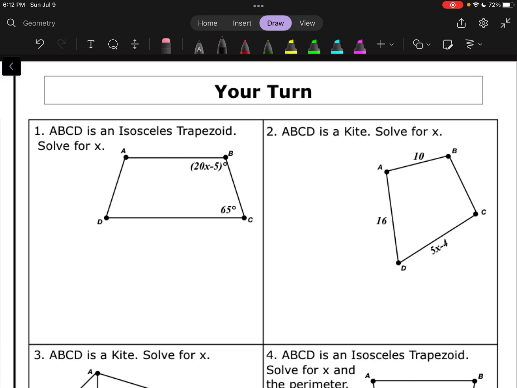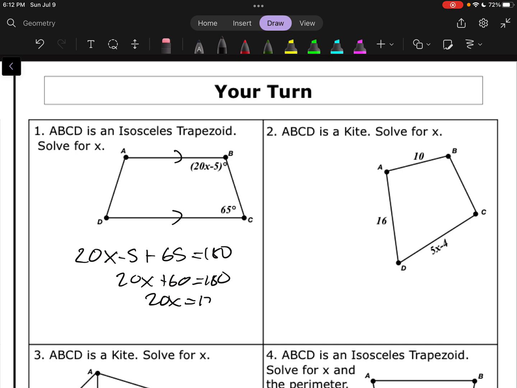All right, so this first one, isosceles trapezoid here, those two angles have to be supplementary, right? If those are the parallel lines. So let's see here, combine those like terms, we get 20x plus 60 is equal to 180. That's 20x is equal to 120, so x is 6.